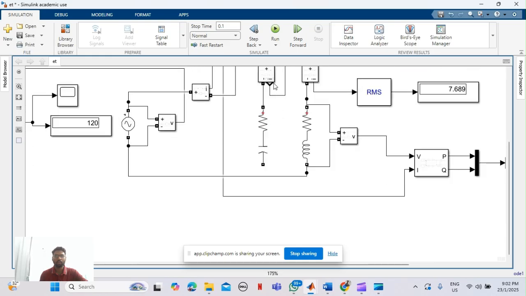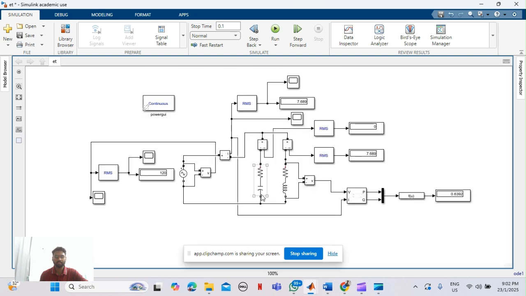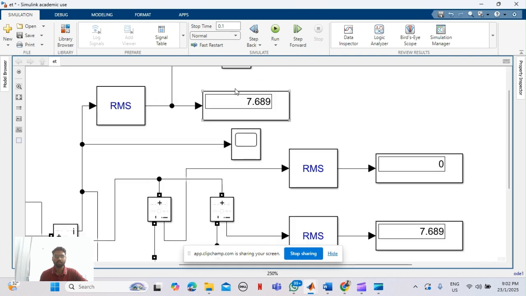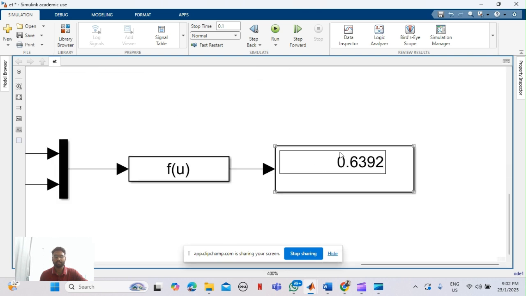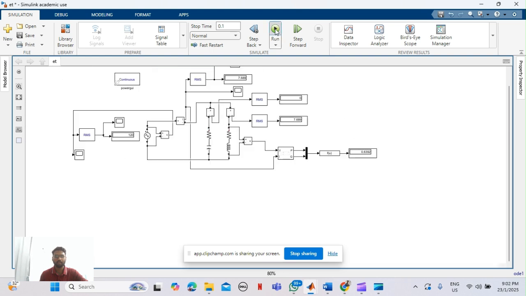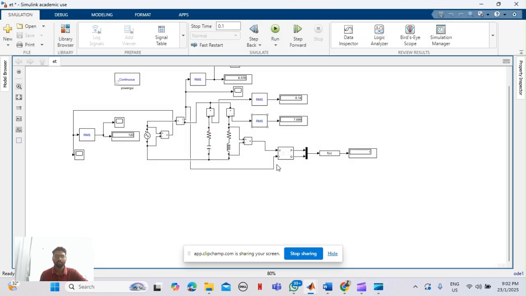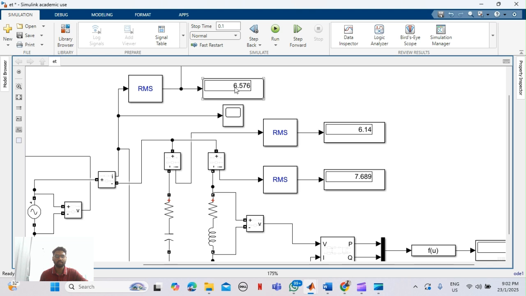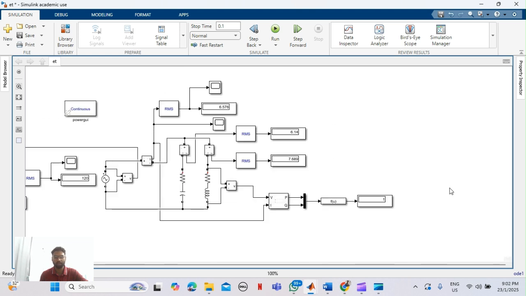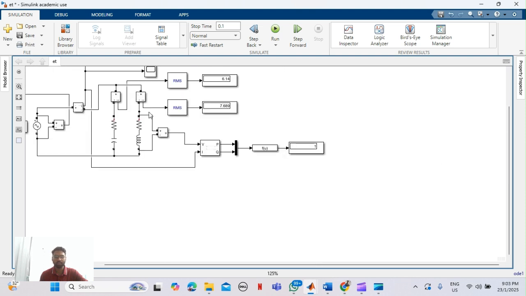So now we are going to connect the capacitor. So this is our previous current and this is our previous power factor. So now let's run the simulation. So now as you can see, the current total drawn from the AC voltage source has been reduced and the power factor has reached the unity power factor.